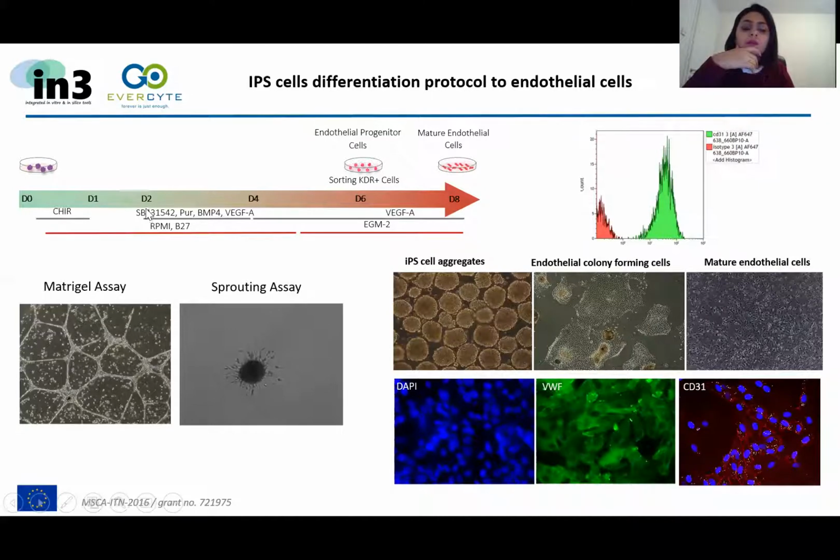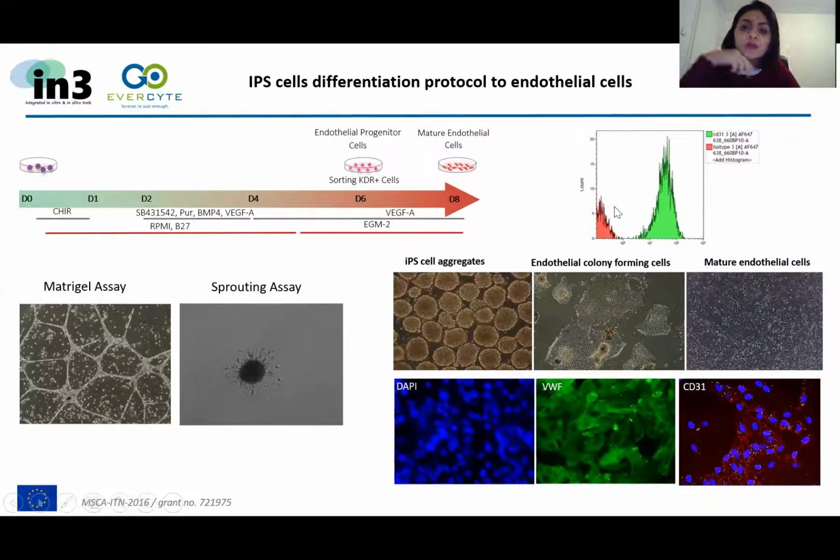And then we treated the cells with some growth factors and small molecules to derive endothelial progenitor cells at day 4, and then we differentiated them further to have late endothelial progenitor cells at day 6, which are characterized by the VEGFR2 or KDR marker. Then we sorted these KDR-positive cells, which were about 30% of the population, and treated them in adherent culture, because the first 6 days were in aggregates, in collagen-coated plates and in EGM2 media, which is an endothelial-specific media, for 2 more days, and then we had endothelial cells.